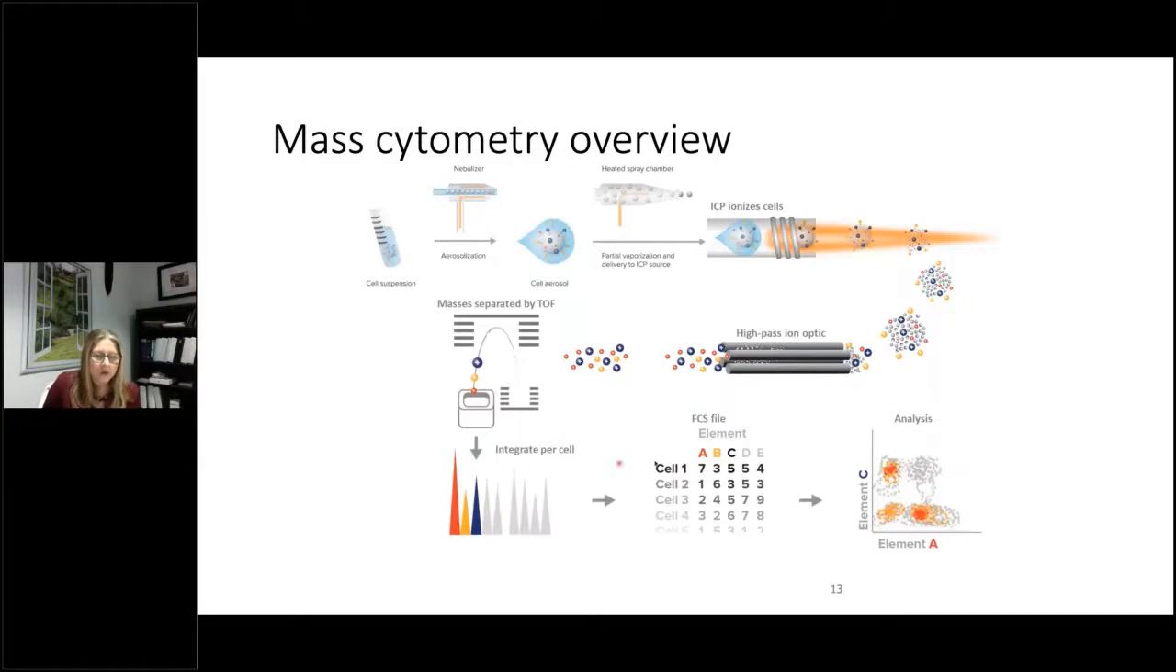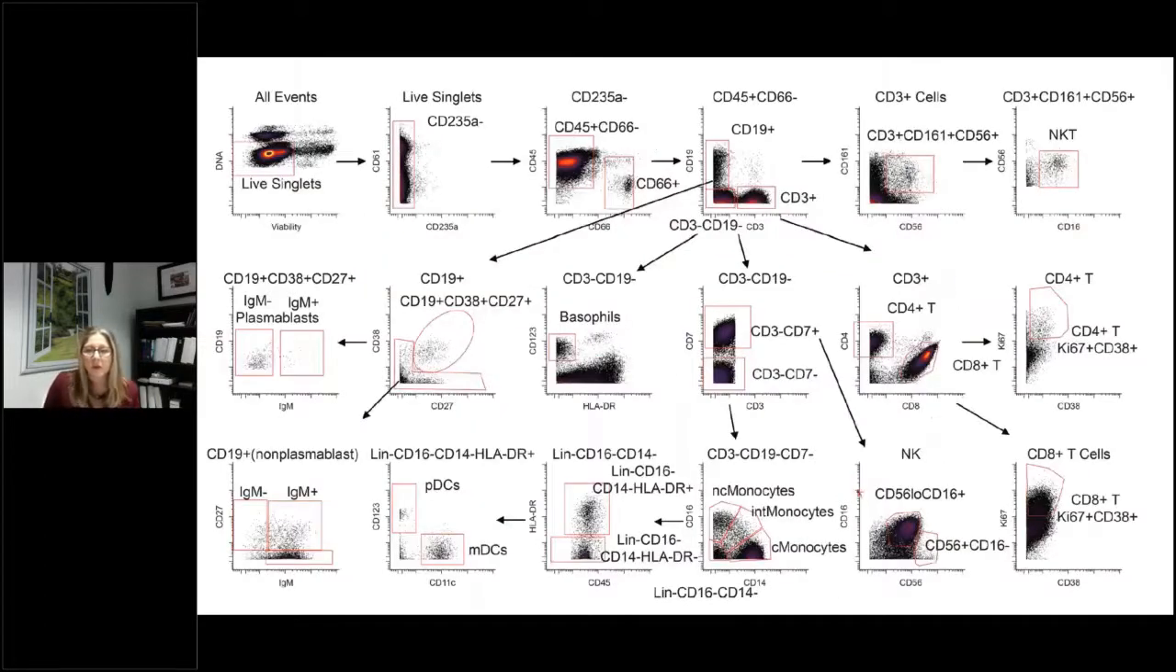And then the system integrates that data and generates what we're more familiar with looking in a traditional flow plot, where you can look at the amount of a particular marker on one cell versus the amount of a different marker. And this gets really complicated really quickly. So when you look at the panel that we use, right, over 40 markers, the gating strategy can be quite difficult. So those of you who are used to looking at flow cytometry, this looks quite familiar.